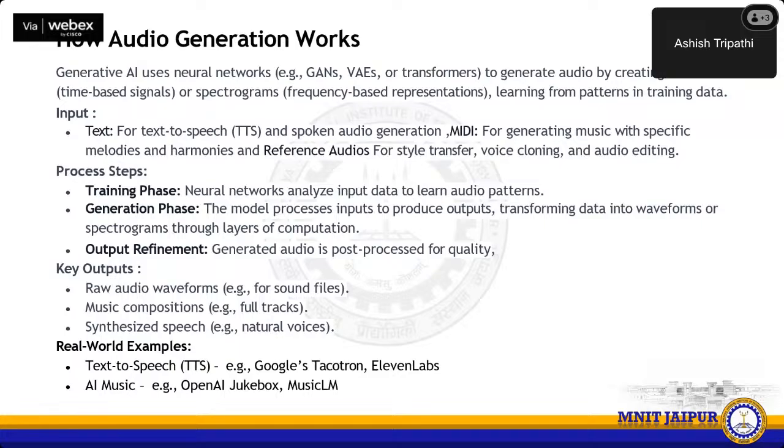So basically, how can audio be generated? We can have audio to audio transformation. We can change one form of audio to another, such as female audio to male audio, and vice versa. We can have text to speech conversion. We can have speech to text conversion. There are a number of things that can be performed by generative models nowadays. So, for example, AI music: OpenAI Jukebox, Google's MusicLM.